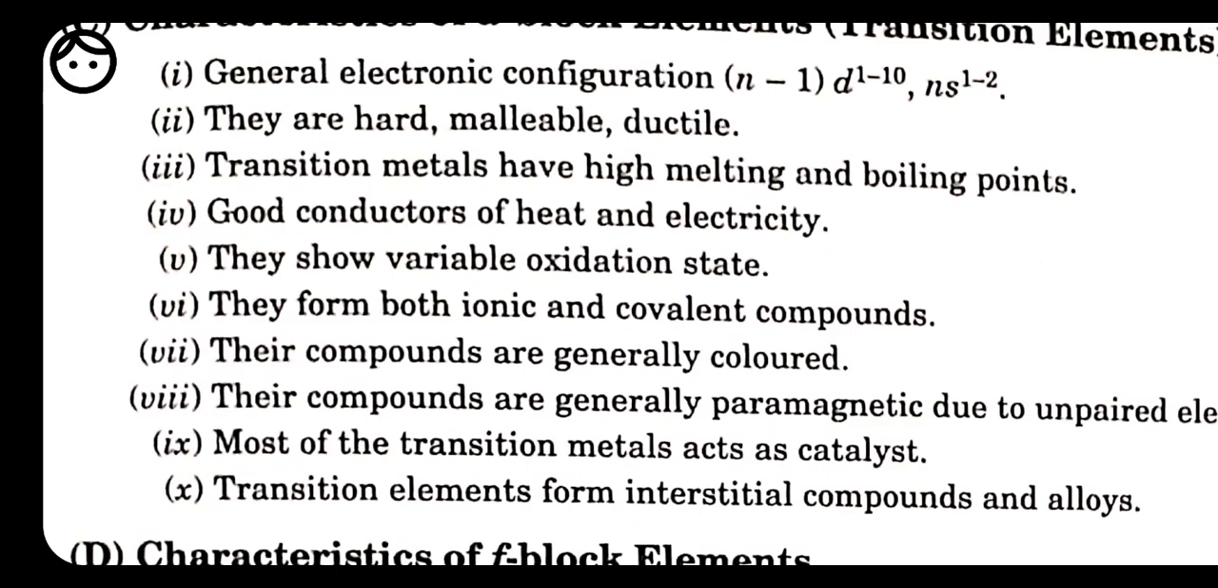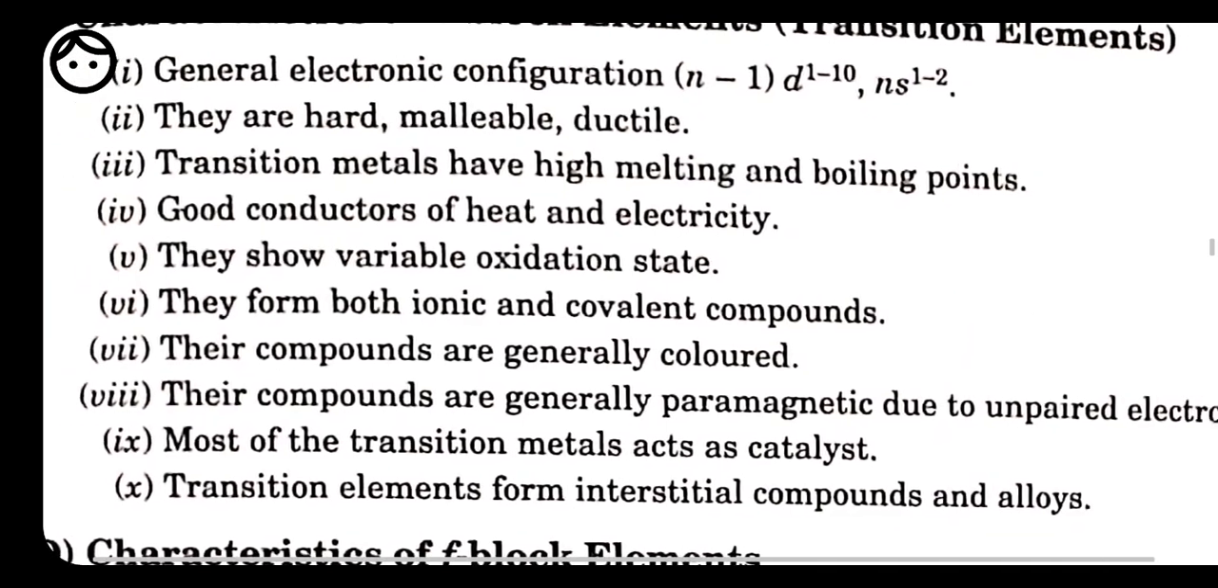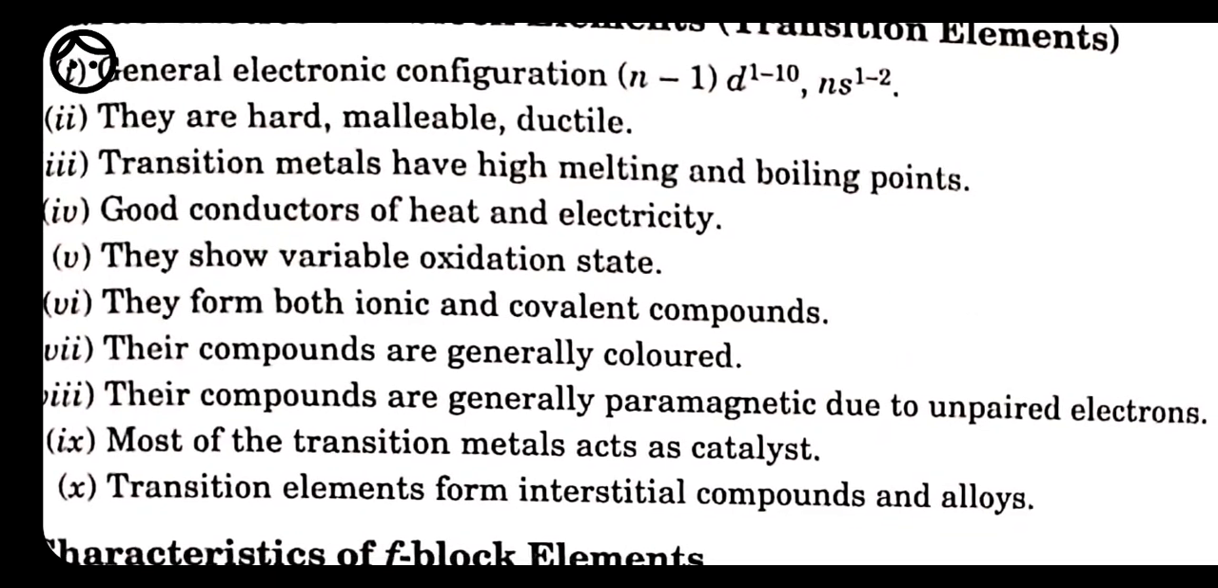The compounds are generally paramagnetic due to unpaired electrons. What do you mean by paramagnetic and diamagnetic? Paramagnetic character means if any of the orbitals has an unpaired electron, meaning in an orbital we have only one electron, that is called an unpaired electron, so because of the unpaired electron they show paramagnetic character. But if any orbital has two electrons, a maximum of two electrons we can fill in an orbital, isn't it? So if we have two electrons in an orbital, it shows diamagnetic character. But if we have an unpaired electron, it shows paramagnetic character.